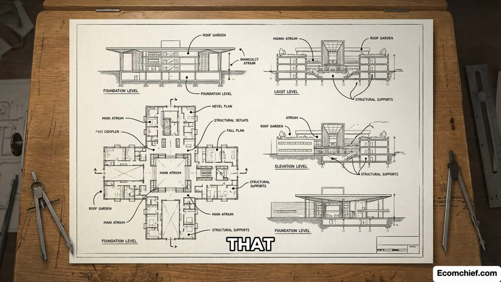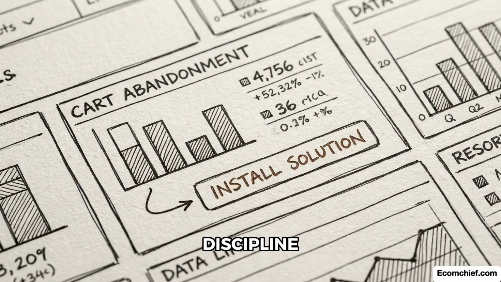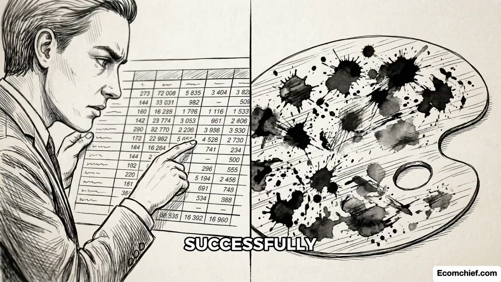To avoid crossing that line, we use a 3-phase operational blueprint. The discipline here is strict. You only install a tool if it solves an immediate, measurable business bottleneck for your current stage. Scaling successfully requires operating like a CFO, protecting profit margins, rather than a web designer endlessly decorating a page.